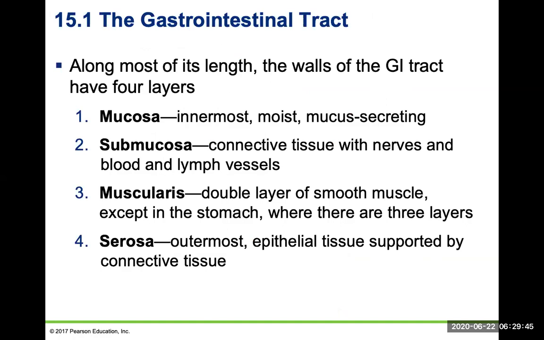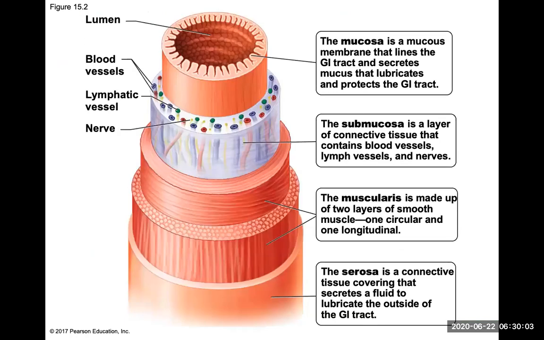Along most of its length, the walls of the GI tract have these 4 layers. The mucosa is the innermost, the submucosa is where all the blood and nerves will be located. The muscularis is the layer of smooth muscles, and the serosa is the outermost layer supported by connective tissue. So these are just the layers of the GI tract tube. Remember, here's your lumen. This is where food and waste will pass through. And then you can see the layers that are here. The muscularis is made up of 2 layers to help propel food along this tract.